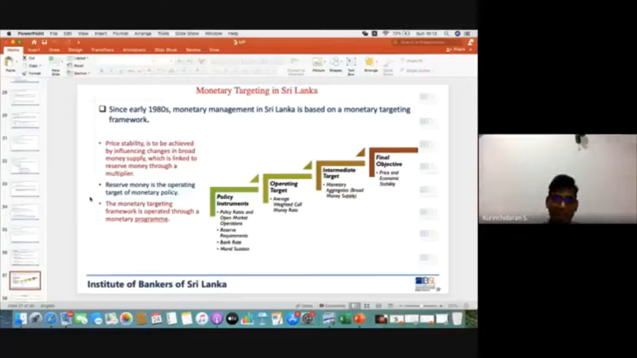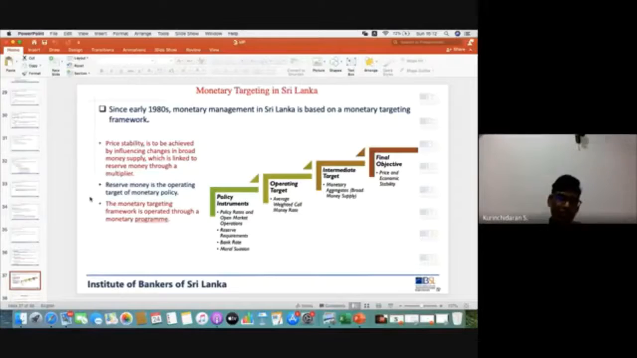They set a target and a broad money supply, and they try to achieve that. This is the intermediate target. So to achieve that intermediate target, the central bank sets operating targets, that is the average weighted call money rate. So they try to achieve the operating target, right? They set the rates and try to achieve that.